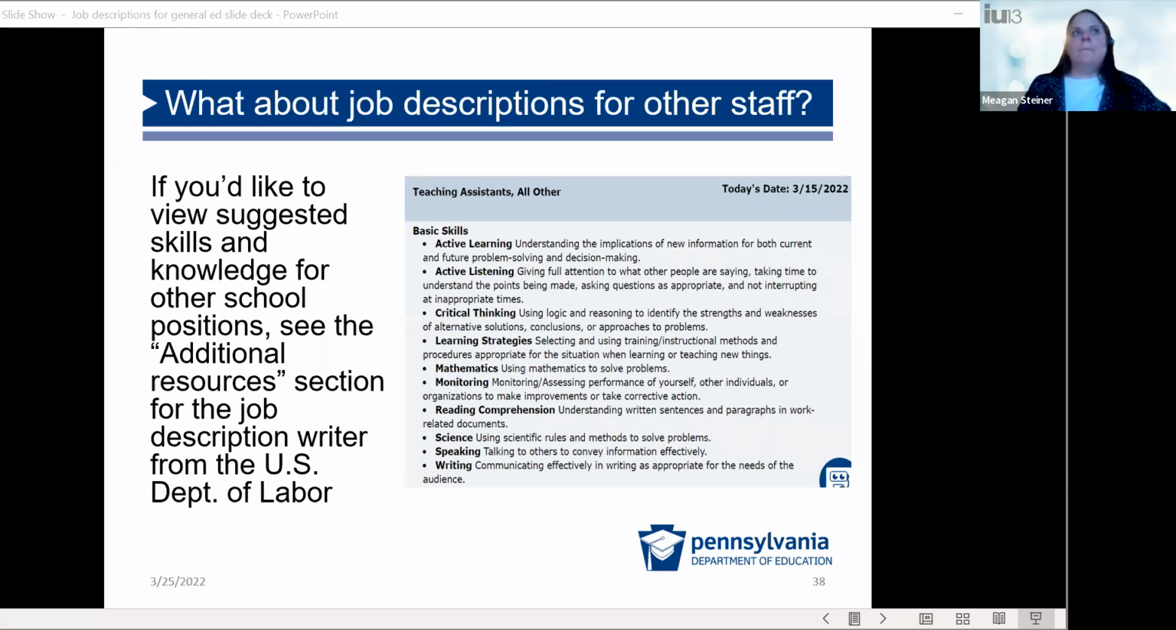These are not going to be uniform across every school, but they're just suggestions based on research from the US Department of Labor for those other positions you may have in a school.